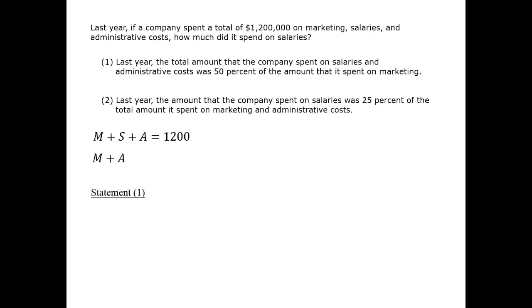Statement 1 tells us in algebraic terms that s plus a equals 0.5m. We have only two equations, so by the rule we don't have enough to solve exhaustively. We can and we should check for fortuitous algebra. That would involve finding m plus a.